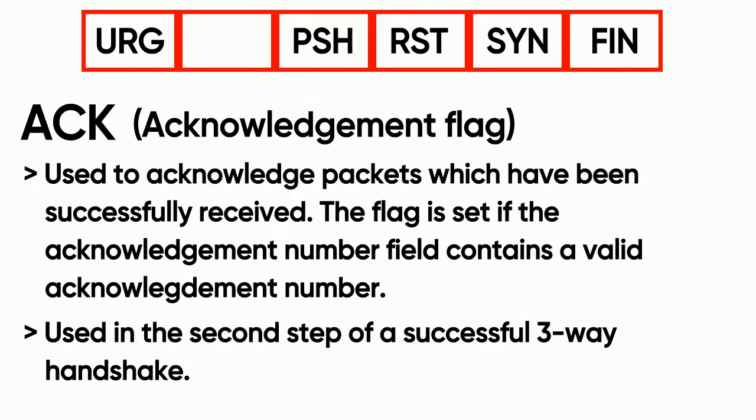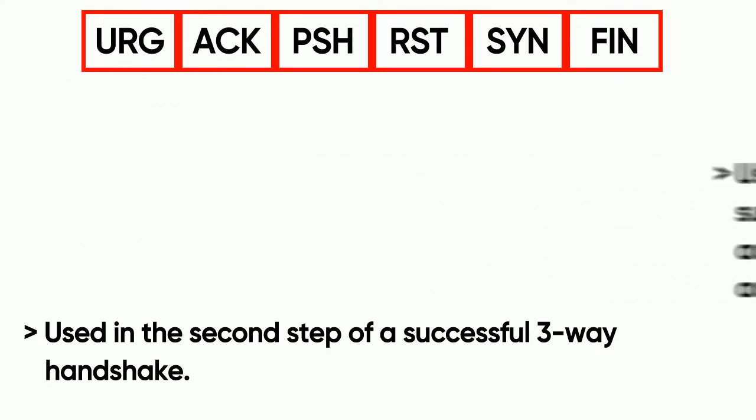Then second here we have the acknowledgement flag with the symbol ACK. This one is used to acknowledge packets that have been successfully received by the receiver of the packet. The flag is set to 1 when the acknowledgement number field in the TCP header contains a valid acknowledgement number. And also it's used in the second step of a successful three-way handshake. That's the acknowledgement flag.